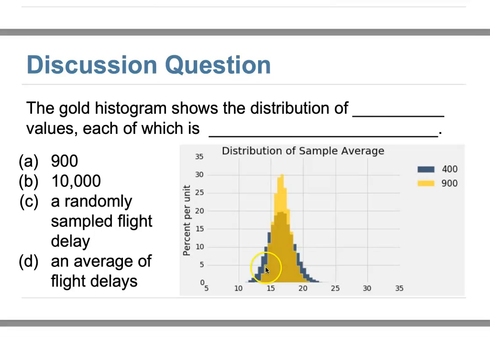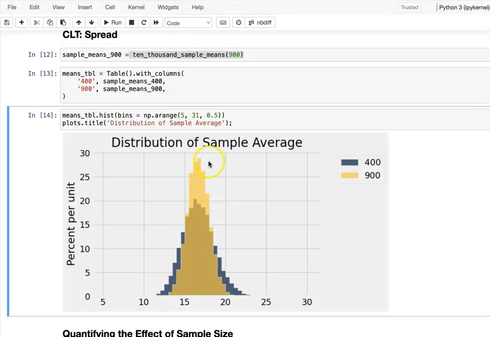We have 10,000 values. We illustrate this histogram. So each of these 10,000 is what? It's a randomly sampled flight delay, or an average of flight delays. Right, so that's an average flight delay from the 900 samples. Okay, so if you're still not sure about the answer, go back to see our lecture file.